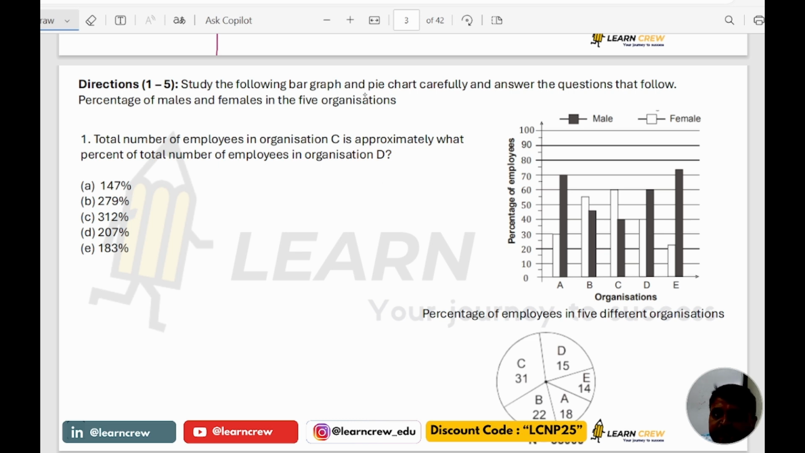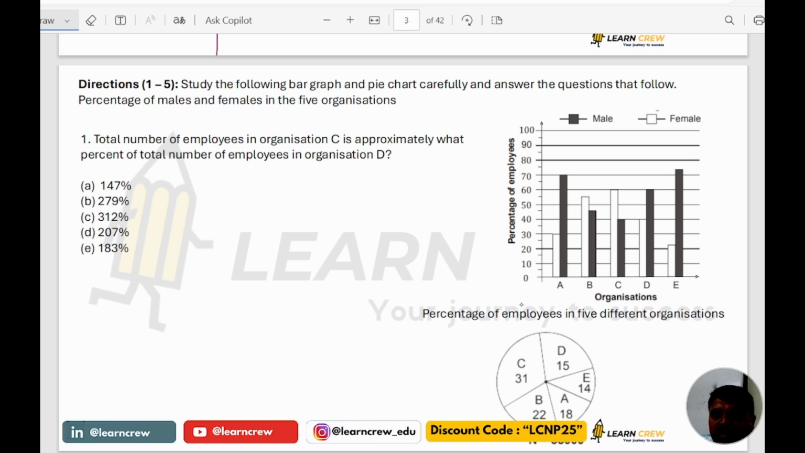Now see here, study the following bar graph and pie chart carefully and answer the questions that follow. Here we have a bar graph with multiple bars. The black bar shows males and the white bar shows females. And here we have the percentage of males and females in 5 organizations.